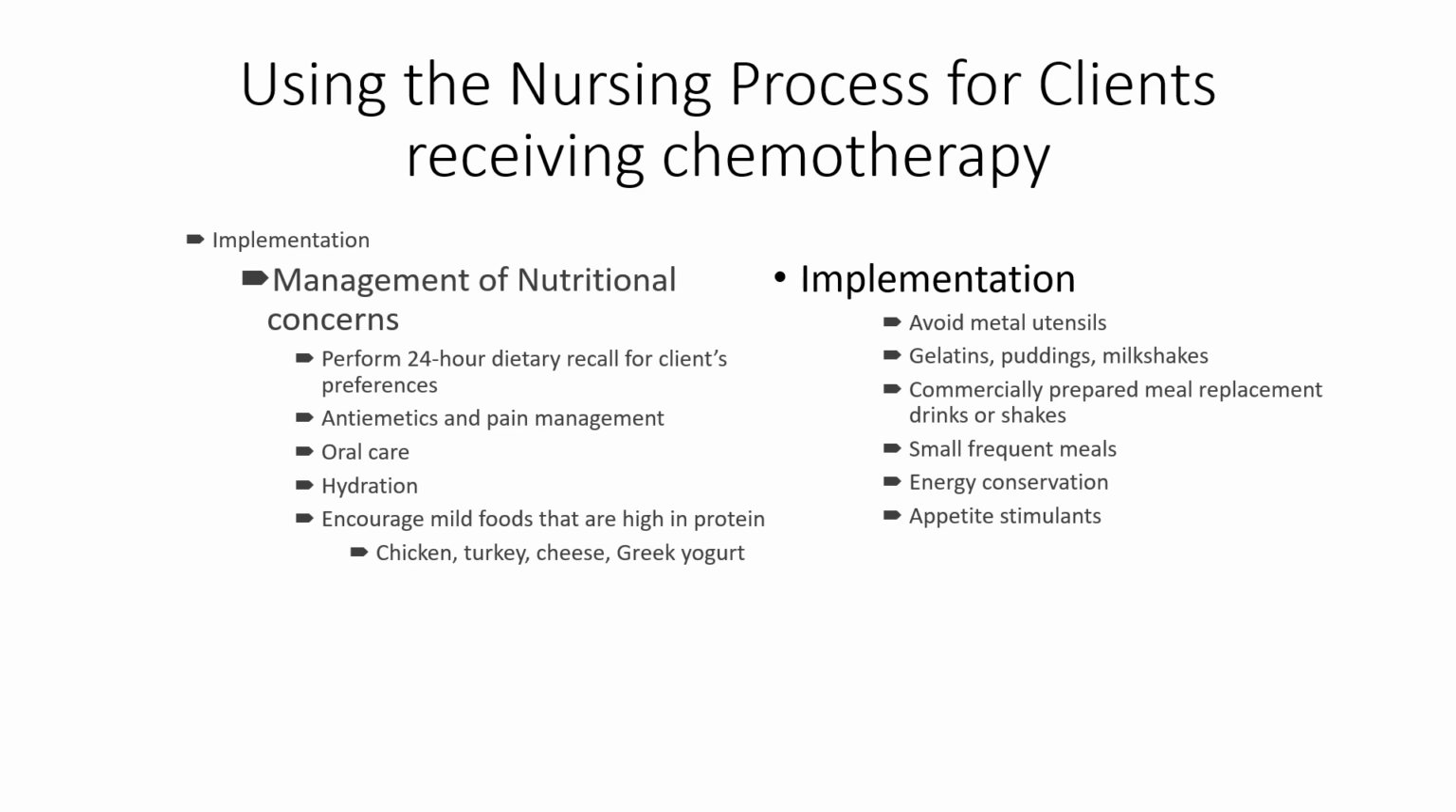Hydration, and also encouraging foods that are high in protein, such as chicken, turkey, cheese, Greek yogurts. If they're not going to eat very much, what they do eat, we want it to be worth it. We want it to have enough protein in there so they can fight the disease and also get stronger and heal. Avoid metal utensils. Some of the chemotherapy meds will give them a real metallic taste in their mouth, so we would give them plastic silverware. Gelatins, puddings, and milkshakes are always a hit. These drinks or shakes I talked about, energy conservation, and those appetite stimulants such as Megace.